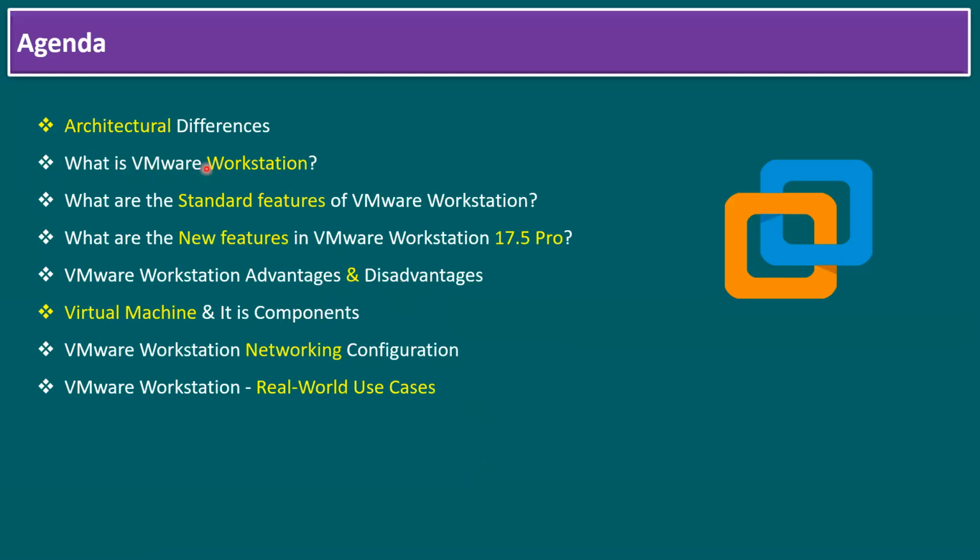Before understanding VMware Workstation, first we'll quickly understand the architectural differences, and what is VMware Workstation, what are the standard features of VMware Workstation, and what are the new features in VMware Workstation 7.5 Pro. VMware released the latest version 7.5 Pro just last week. Then VMware Workstation advantages and disadvantages, virtual machines and their components, VMware Workstation networking configuration for virtual machines, and finally VMware Workstation real world use cases. So let's start with the architectural differences.